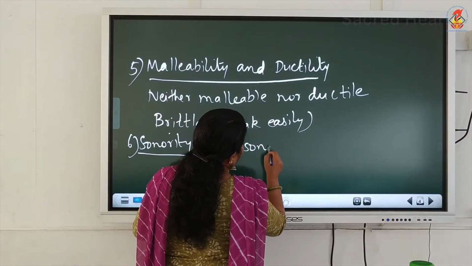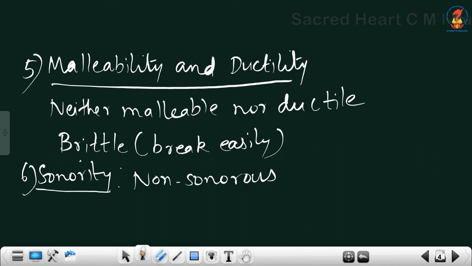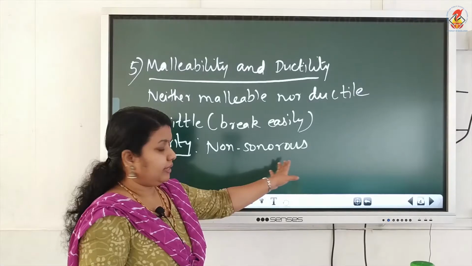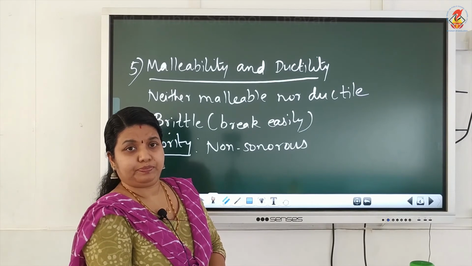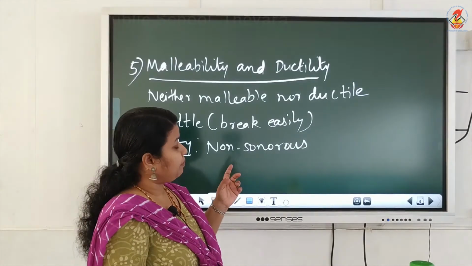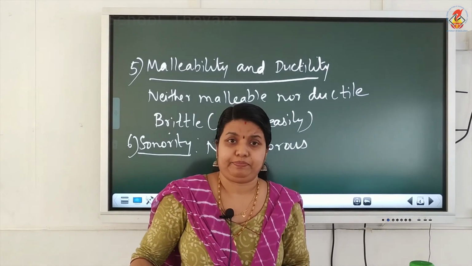Non-metals are non-sonorous. What is sonority? The property by which metals produce a ringing sound when struck hard. That is sonority. Here they do not produce a ringing sound. They are non-sonorous. Okay. So, these are the physical properties of non-metals.